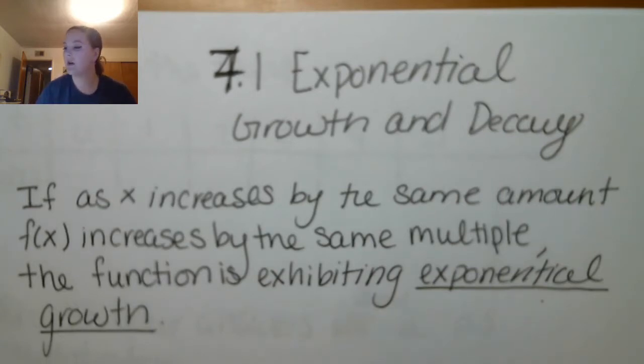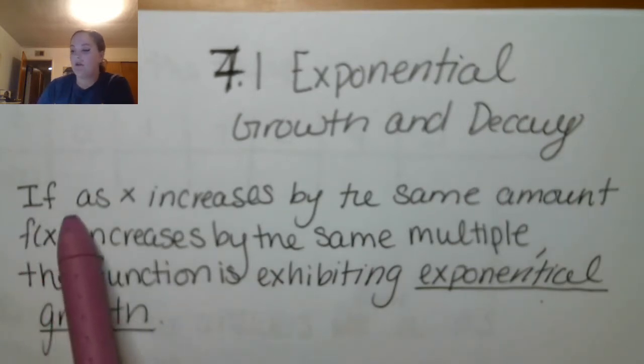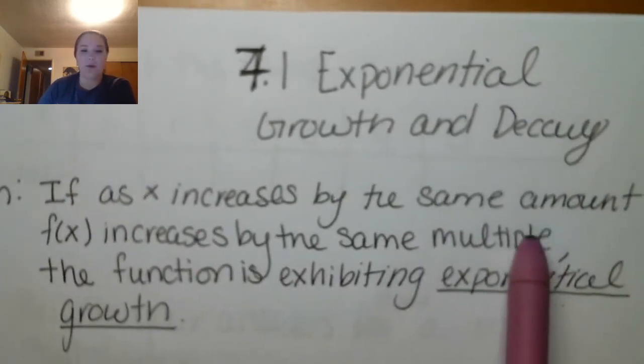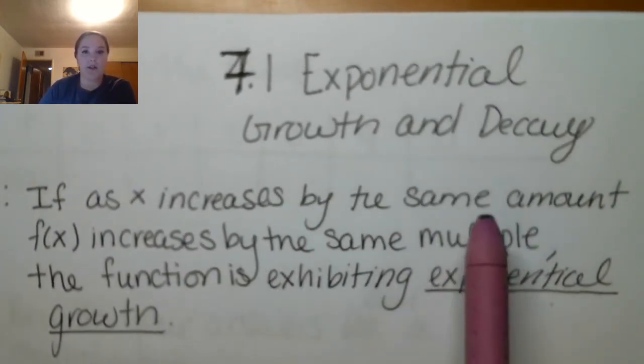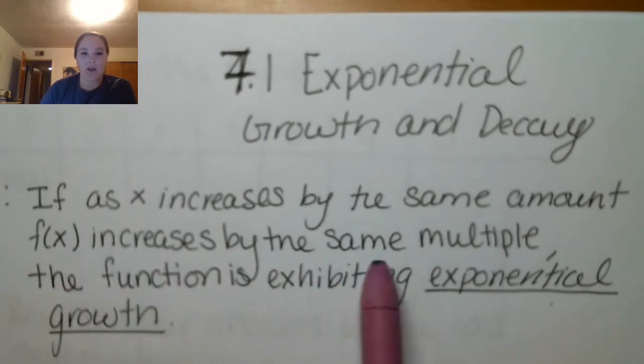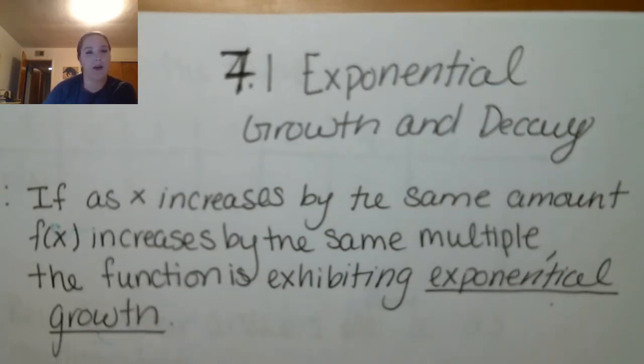If, as x increases by the same amount, for example, as x is increasing by 1, f of x increases by the same multiple, that would mean that y or f of x is being multiplied by something. So it's not increasing by 1, but maybe it's being multiplied by 2 or multiplied by 3. Then we say this function is exhibiting exponential growth.